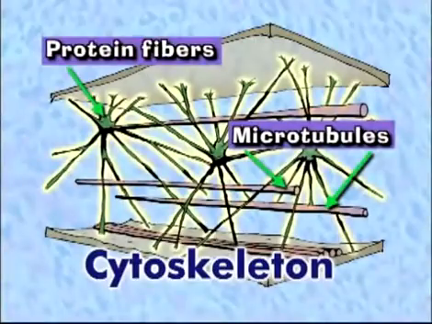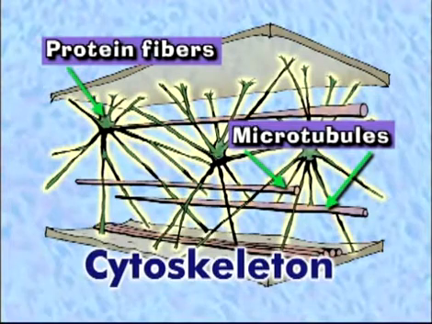Within the cytoplasm is a scaffold or skeleton called the cytoskeleton. It's made of long, thin protein fibers and microtubules. It provides strength, support, and shape for the cell. It also anchors the organelles and helps the cell move.